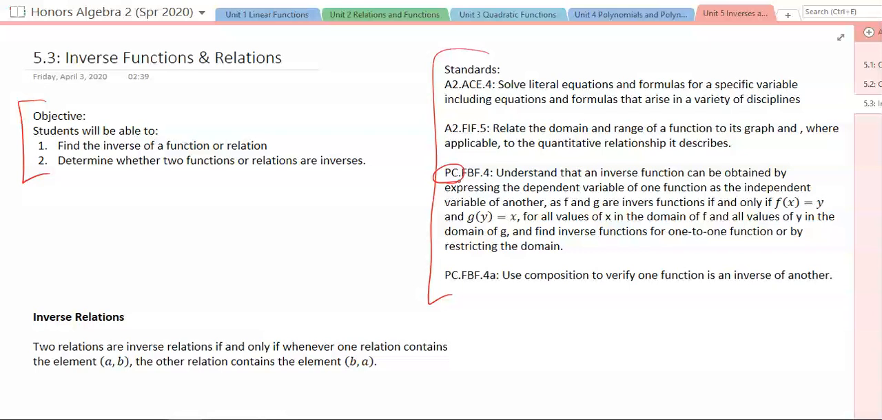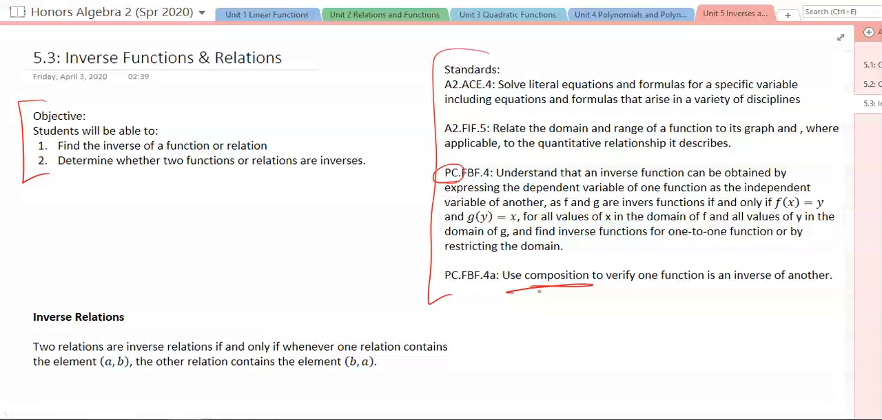If and only if f of x is equal to y and g of y is equal to x for all values of x in the domain of f and all the values of y in the domain of g. And find inverse functions for one-to-one functions or by restricting the domain. We'll look at that in a couple of examples. And then 4a says be able to use composition to verify one function is an inverse of another. We talked about compositions yesterday in 5.2, so we're going to bring that back up today.